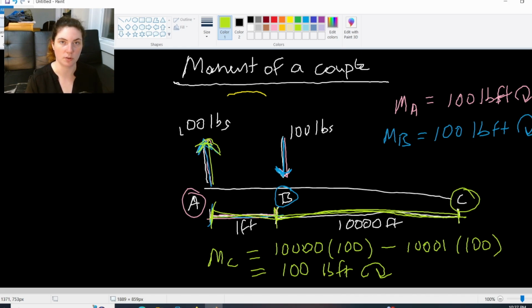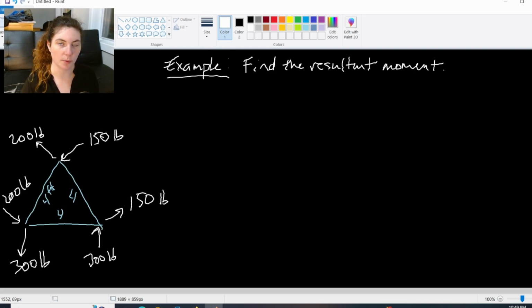A couple is always going to give you that F times D. That is the moment of a couple. Let's take a look at some actual examples. In this example, we're given a little triangular piece of sheet metal, each with side lengths of 4 feet.